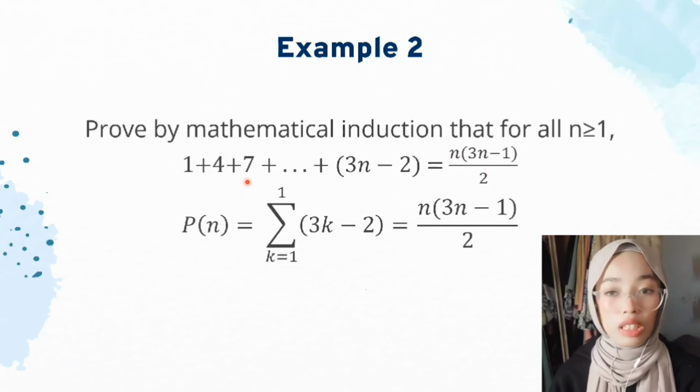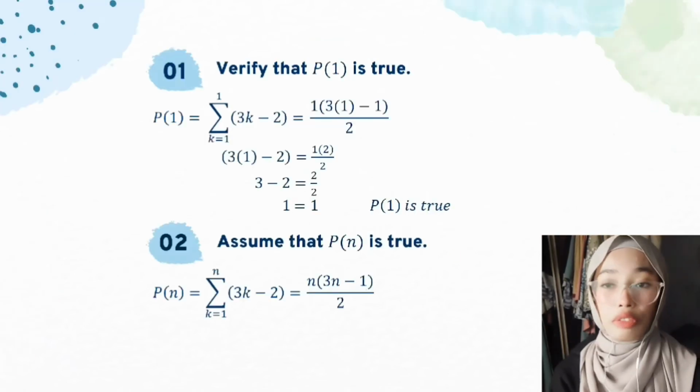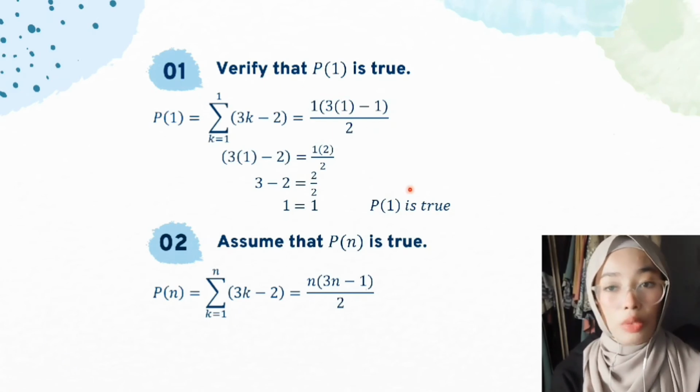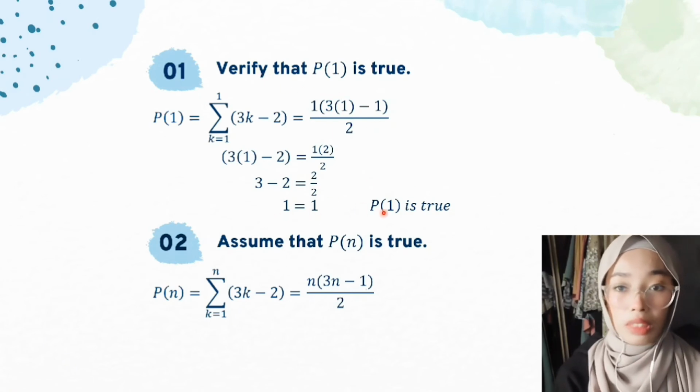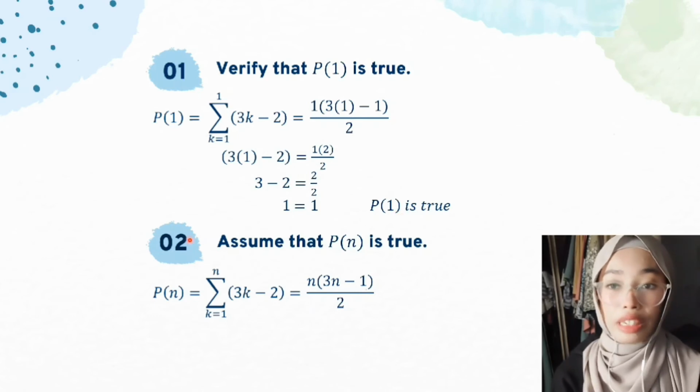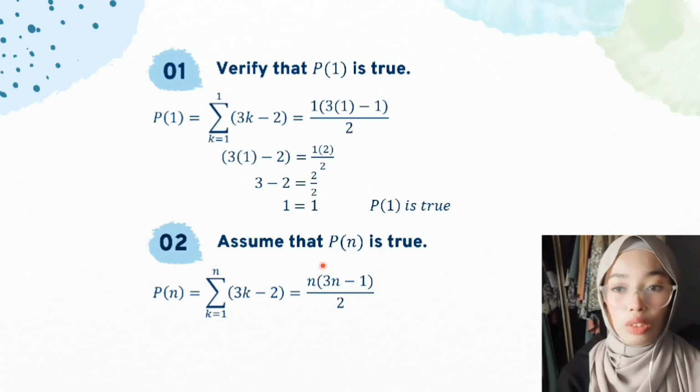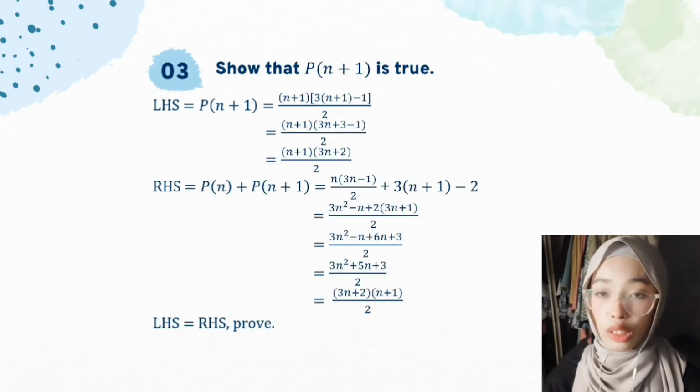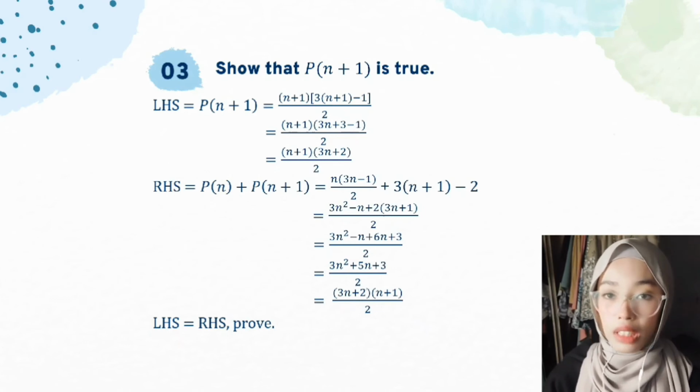After we get the equation, we need to change it into this type of form. As for step 1, we need to verify that P1 is true. As you can see here, 1 equals 1, which means P1 is true. And for the second step, we need to assume that Pn is true. We just need to assume that this one is true. As for step 3, we need to show that Pn plus 1 is true.